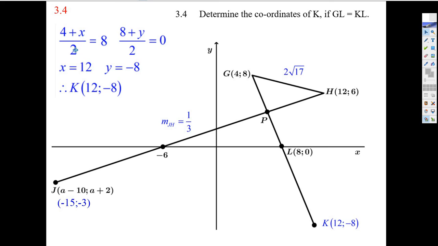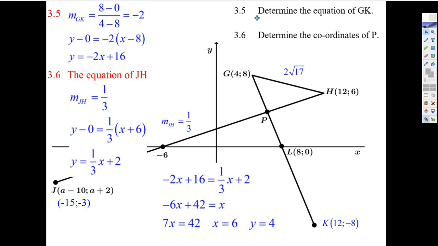I build an equation. (4 plus x) over 2 equals 8. And (8 plus y) divided by 2 equals 0. Then you just solve the equation. You get 16, take away 4. X is 12. That's the x coordinate of K. And then you just multiply that 0, but then you take away 8. Y must be minus 8. So it's 12 and minus 8. That's the coordinates of K if L is the midpoint of those, GL equals LK.